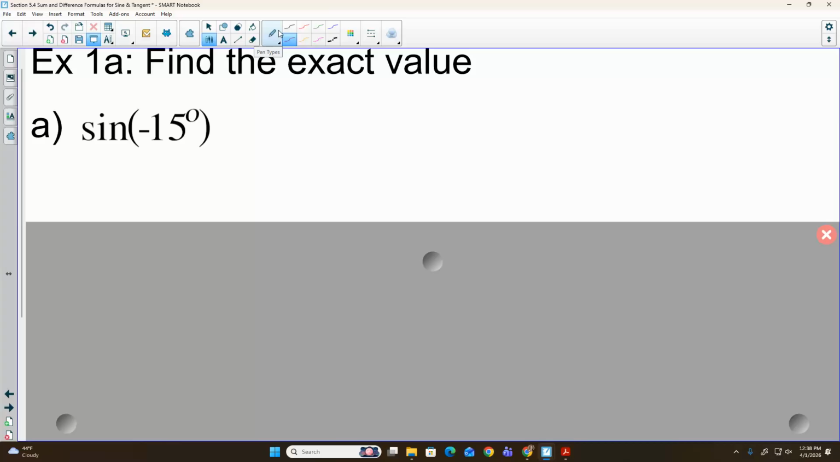So if I ask for the exact value of sine negative 15 degrees, we have to think about angles on the unit circle that we can add or subtract to get a negative 15. 30 minus 45 will give me negative 15.